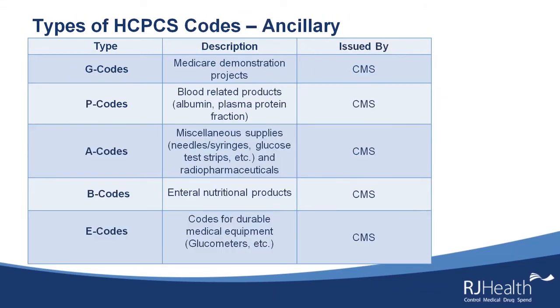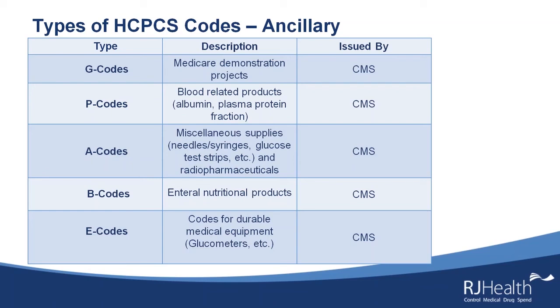There are also ancillary HCPCS codes. So these will kind of go either in conjunction or separate from the type of billing we would see for the medical covered pharmaceuticals. So something like A codes for miscellaneous supplies. So the needles or syringes or radiopharmaceuticals needed, again, either in conjunction with those J-coded products or standalone for radiopharmaceutical tests. D codes for enteral feeding, E codes for DMEs, glucometers, pain pumps, that sort of thing.